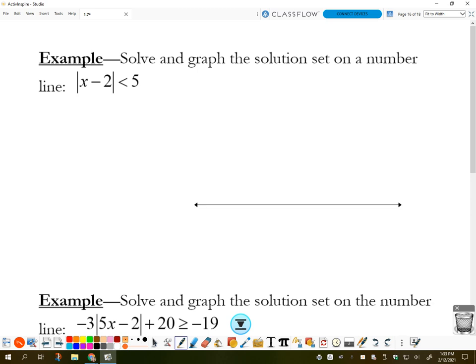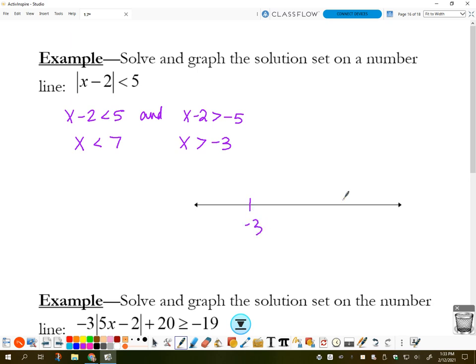Okay, so here we have a less than, so we're going to do x minus 2 is less than 5, and x minus 2 is greater than -5. When I change the sign, I have to flip that symbol. So here we have x is less than 7, here we have x is greater than -3.